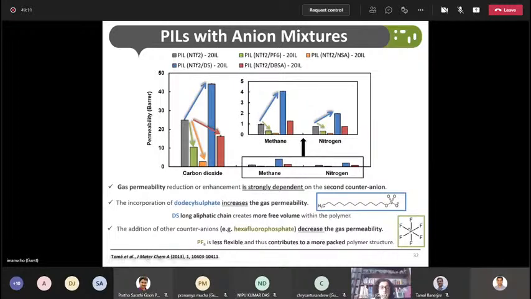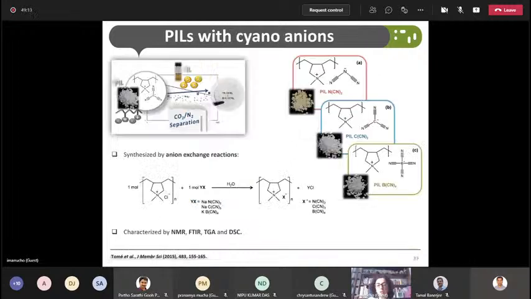Okay, another strategy that we did, again with the pyrrolidiniums, was to exchange the anions, the chloride anion of the polyelectrolyte, by other anions. Here we did the cyano family with 2 groups, 3 groups, and 4 groups. These ionic liquids used to be sold by Merck. This was a collaboration between us and Merck.